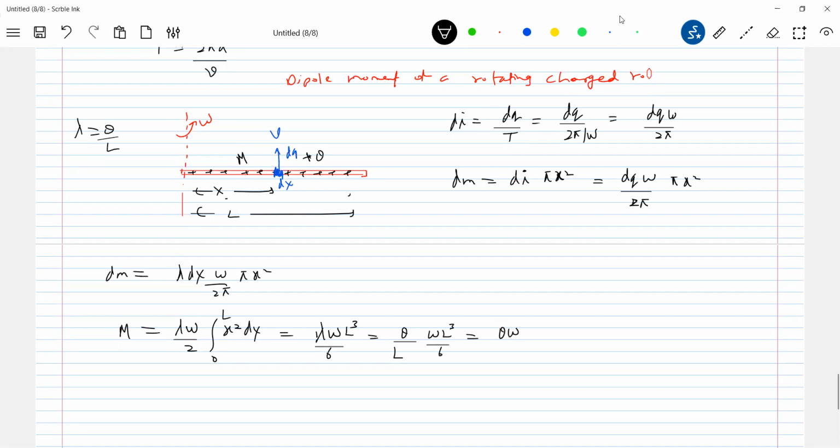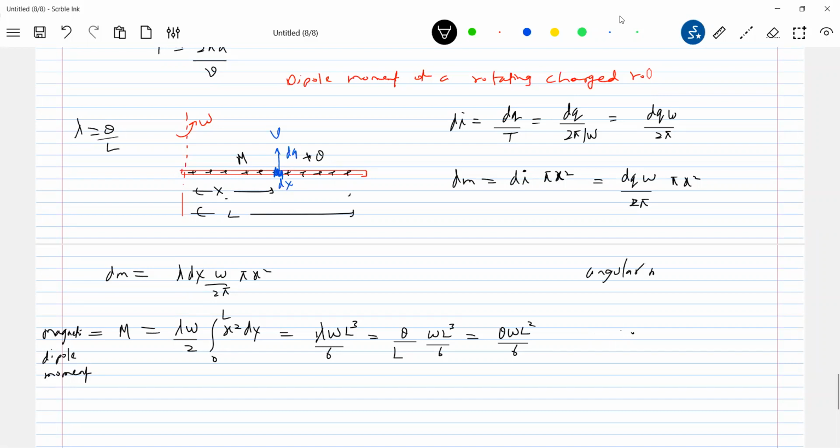So Q omega L square by 6. What is this? Magnetic dipole moment, no? This is a magnetic dipole moment. What about angular momentum? Let's calculate the angular momentum.